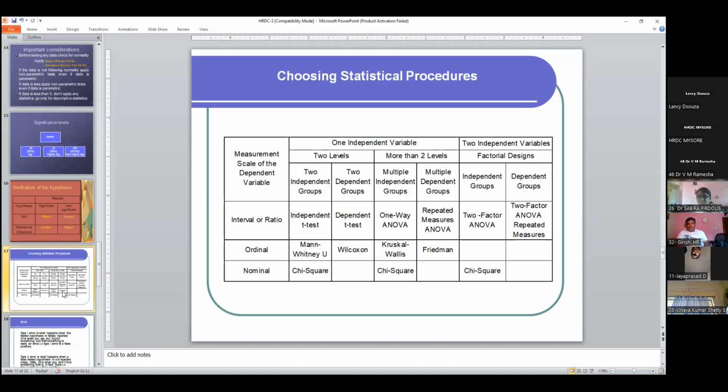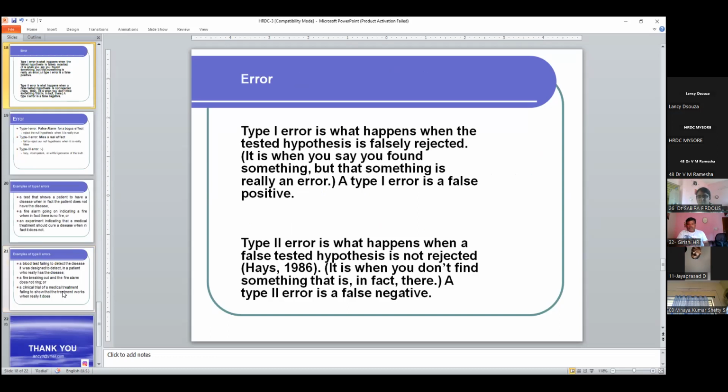Now we'll move on to type 1 and type 2 error. A type 1 error is when the tested hypothesis is falsely rejected. The idea is that you say you found something, but that something is really an error. This is called the bogus alarm effect. I'll try to give an example. What is this bogus alarm effect?